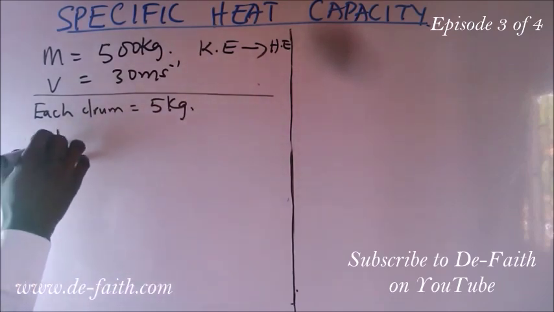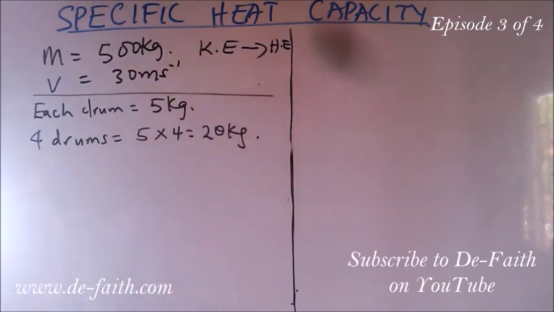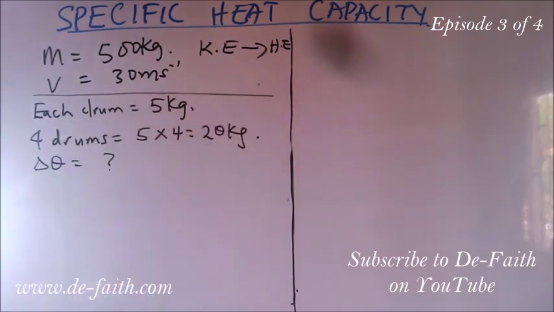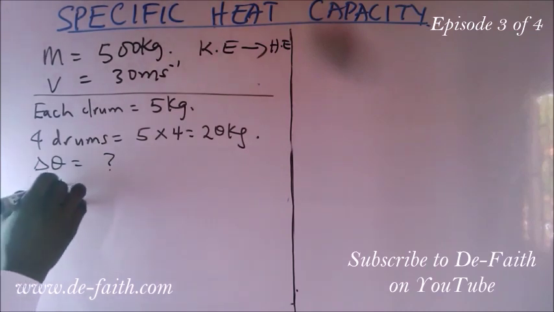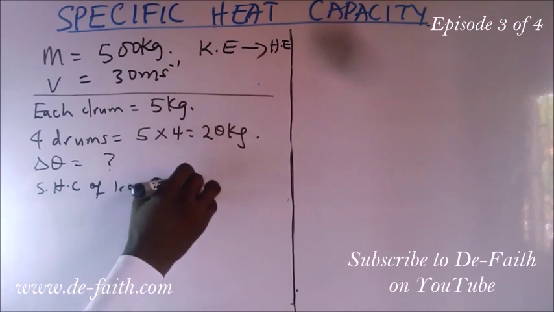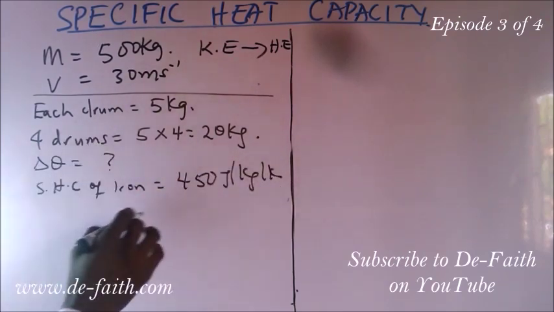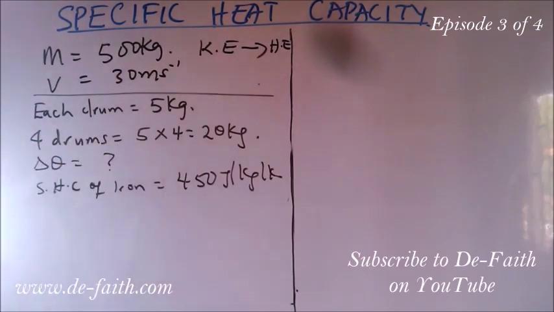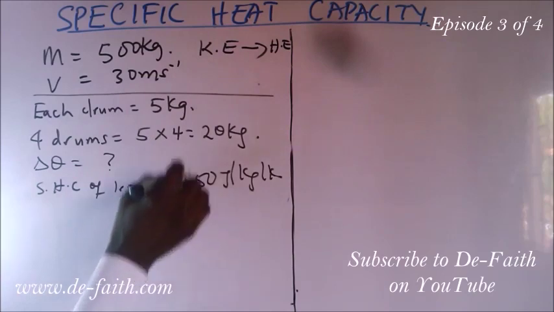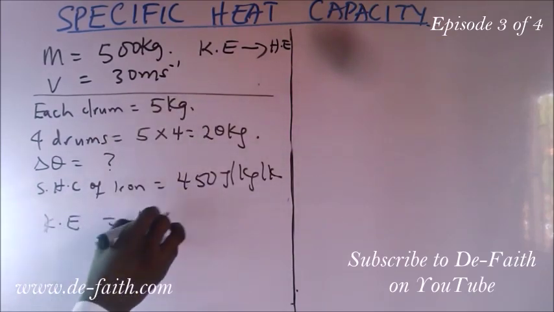Hence, 4 drums, 5 times 4, and that's 20 kg. And also, we are looking for the change in temperature or the rise in temperature. We have the specific heat capacity of iron to be 450 joules per kilogram per Kelvin. And with this is where heat was gained. So there's a conversion from kinetic energy into heat energy. And so we have that kinetic energy is equal to heat energy.